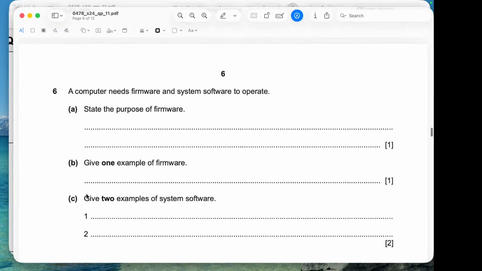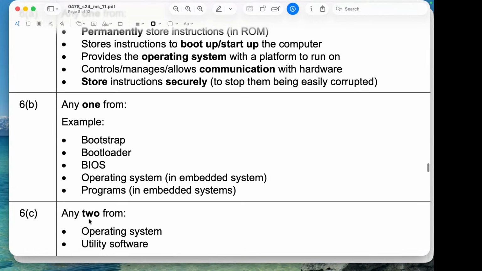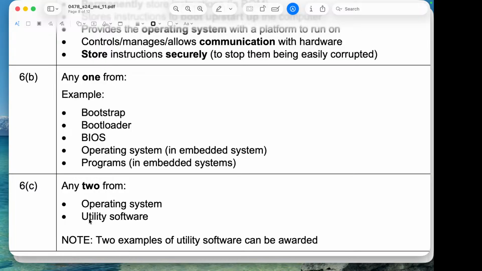And then last one, give 2 examples of system software. So system software is basically the operating system and any utility software. If you gave 2 examples of utility software, then that can be awarded, it says there. So there's so many utility software. Firewall, defragmenter, all sorts of stuff that you can list.